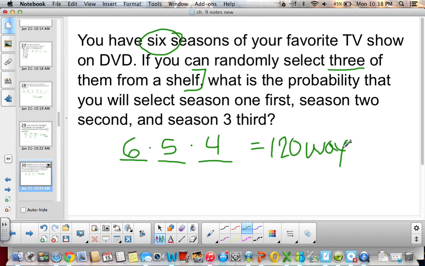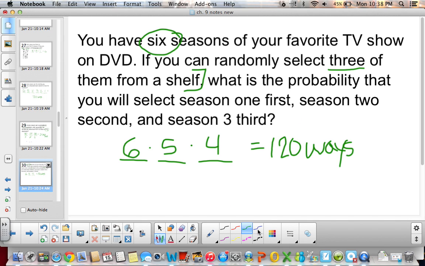Okay, so we're always looking at how many objects are we selecting. So we're picking the 3 DVDs, but then we have to look at how many total are there for us to pick from. So there's 120 ways.